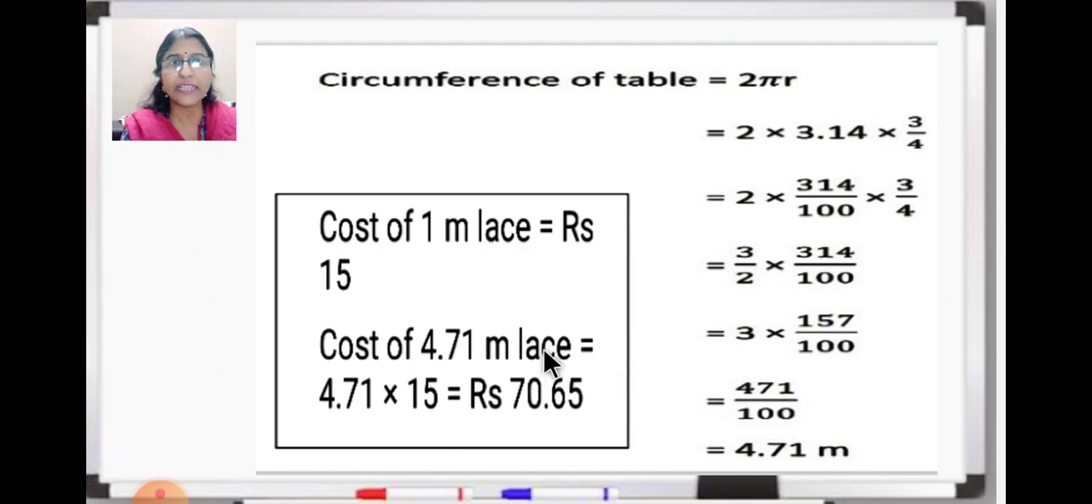Now one more part was there: the cost of 1 meter lace is given as rupees 15. So we have to find out the cost of 4.71 meter lace. You have to multiply 4.71 by 15. So when we multiply this, we'll get rupees 70.65. This will be the cost of 4.71 meter lace.